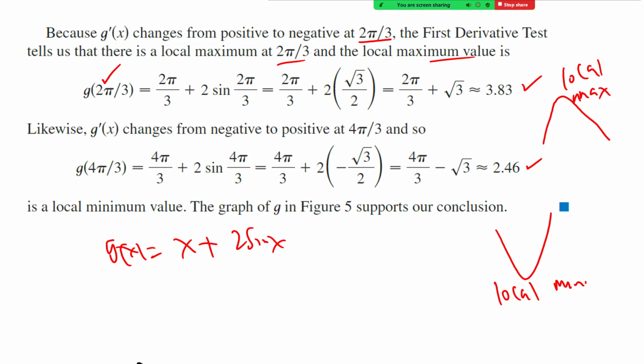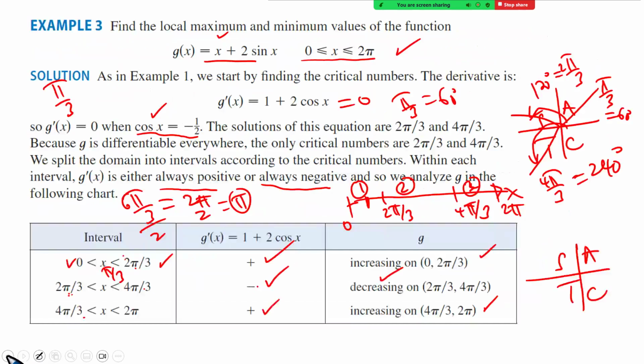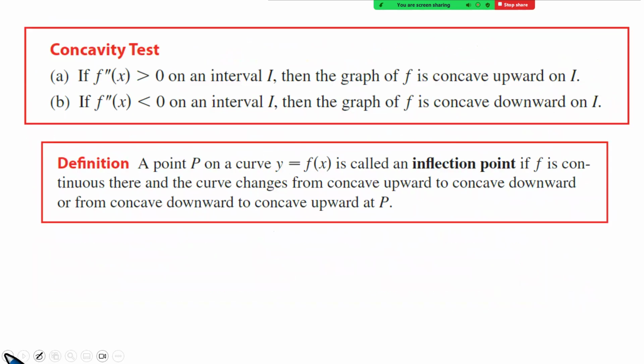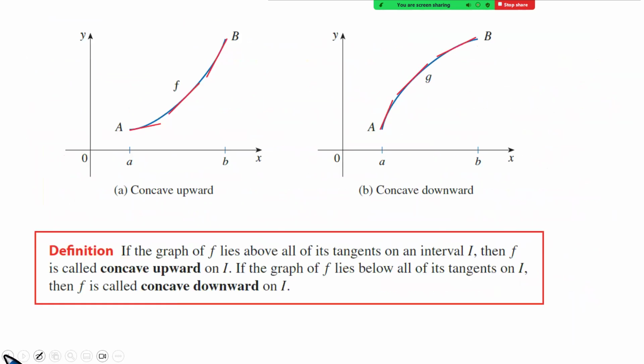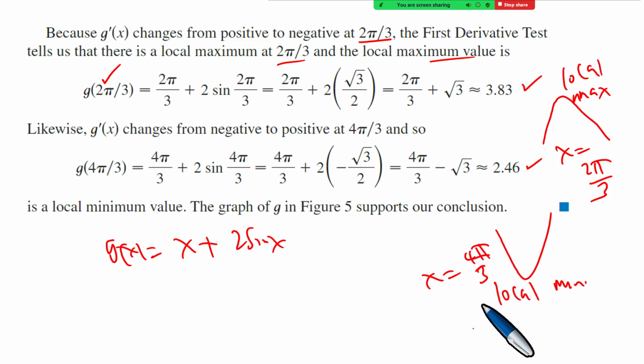Let's take a look at the graph here. Let me see if I included that particular graph. I think I did not. But what you're able to see at this point is that you have the local maximum that occurs at the change from positive to negative, which is x equals 2 pi over 3, and also the local minimum at x equals 4 pi over 3. So it changes from positive to negative, then from negative to positive, like so. I think that this is awesome.